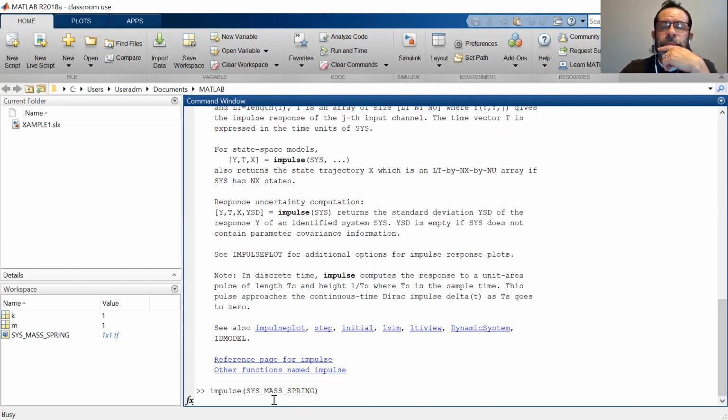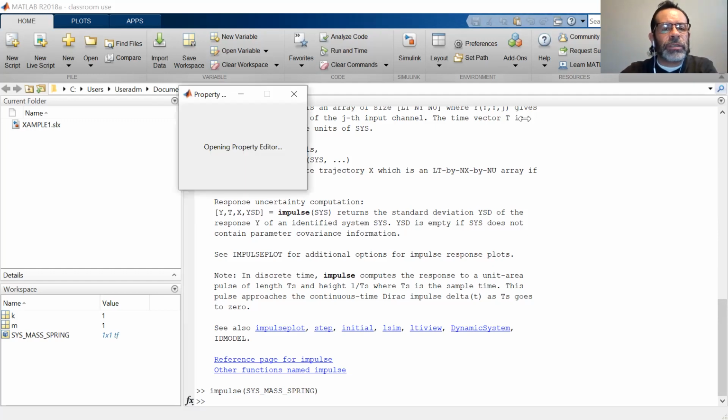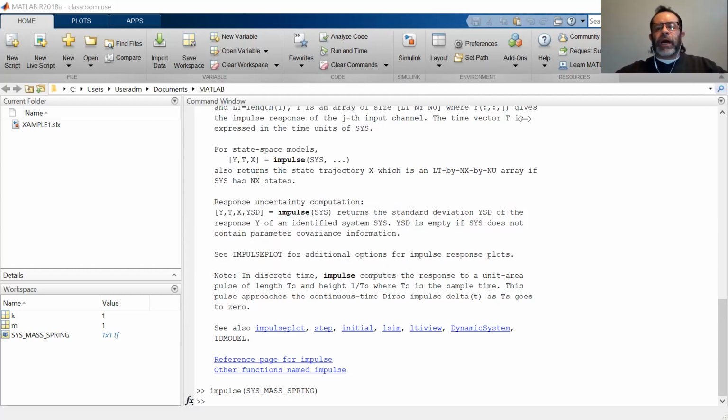And so if I click sys mass spring and I give it the impulse, what I'm going to get after some processing time here, I'm going to get this. This is the response to the impulse. Now, since I didn't give MATLAB any parameters regarding how to present it, it's giving me 16,000 seconds here in the limit. I don't need that much. So I'm actually going to tell it to go from 0 to 10 seconds. And we've got this. This is a response to the system.